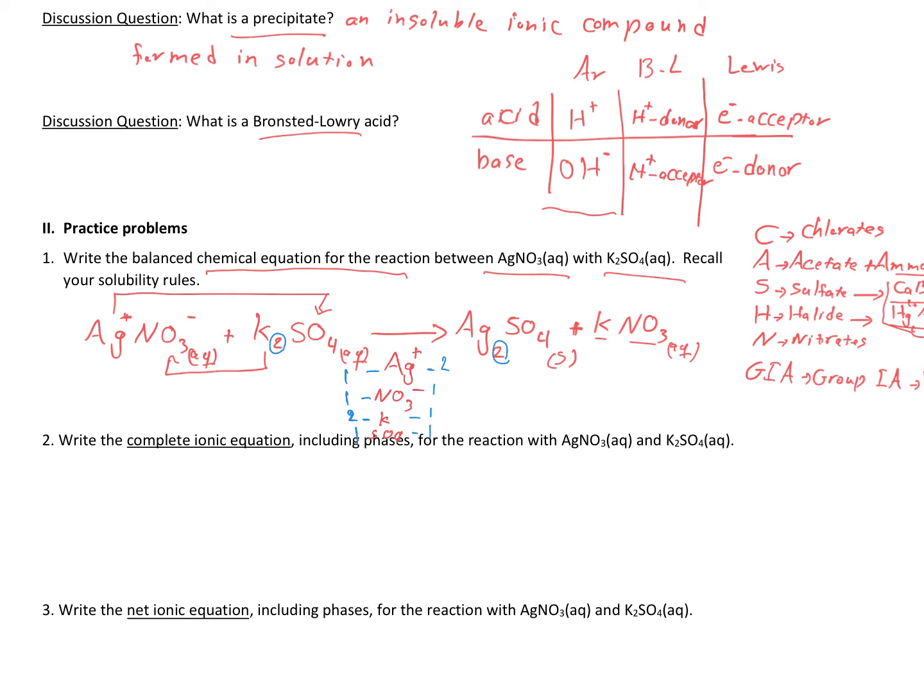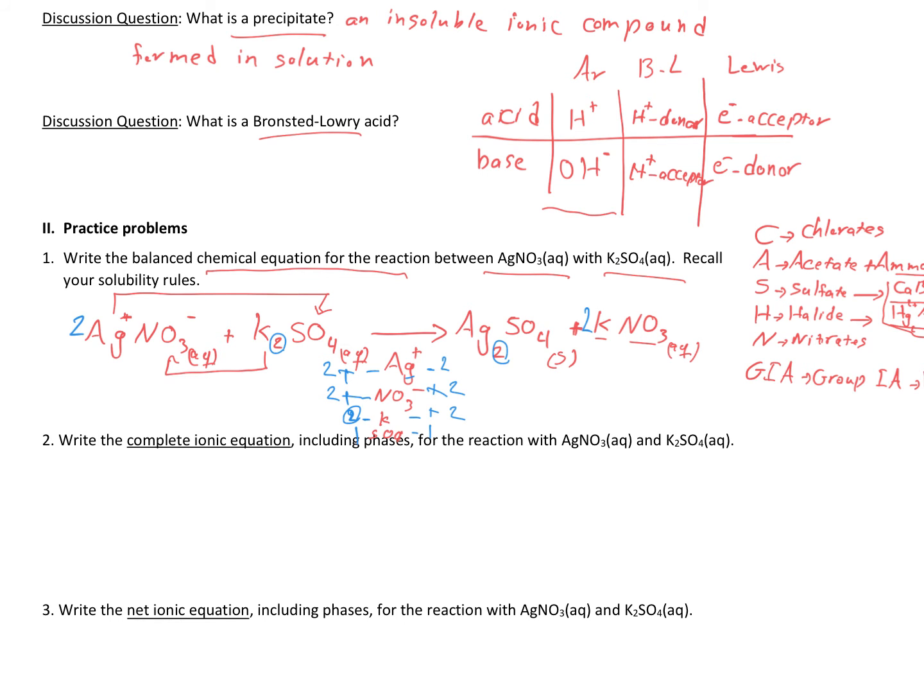To balance it, for silver we have 1 in the reactant, 2 in the product. So if I write 2 here, now I have 2 silver, and also 2 nitrate. This changed the balance, so I need 2 nitrate in the product. If I write 2 here, now I have 2 nitrate. Also I have 2 potassium in the reactants, and it's 1 and 1. So now it's balanced. This is a balanced chemical equation for the reaction between silver nitrate and potassium sulfate.